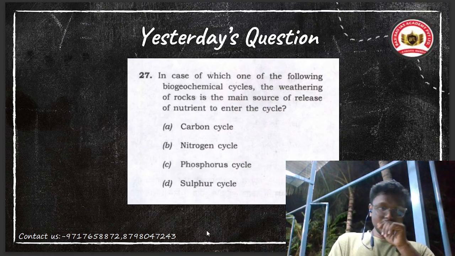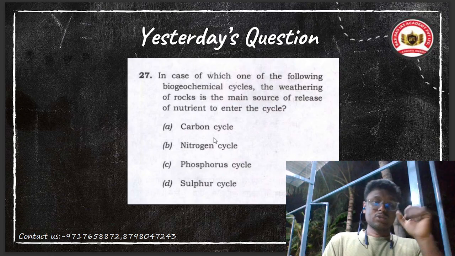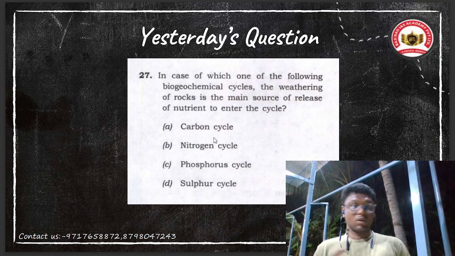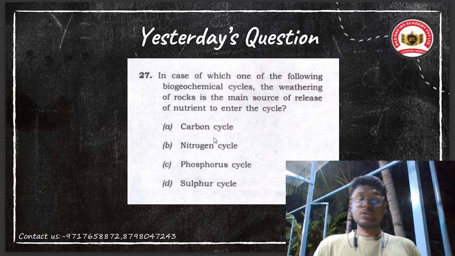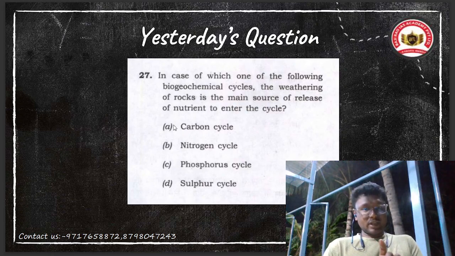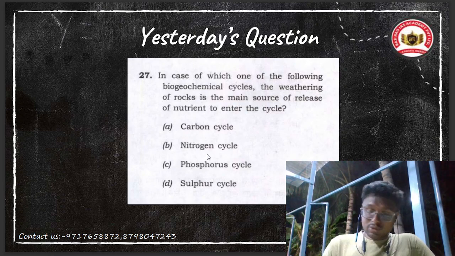See, if you see the option carbon cycle, they ask the main source, that should be the rocks. So if you see the carbon cycle, you have in the atmosphere, you have carbon dioxide. So carbon dioxide can be a resource. So rocks cannot be the main source. So the option can be eliminated like this. Carbon can be eliminated. We have nitrogen dioxides, nitrogen oxides in the environment. So you can also eliminate this one.